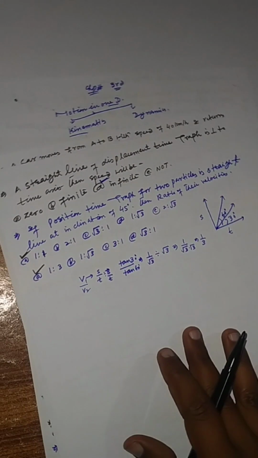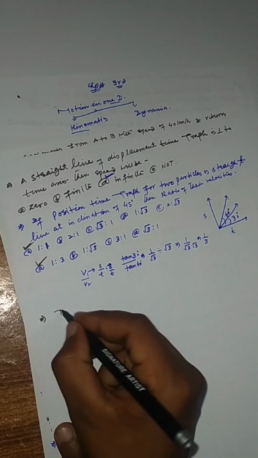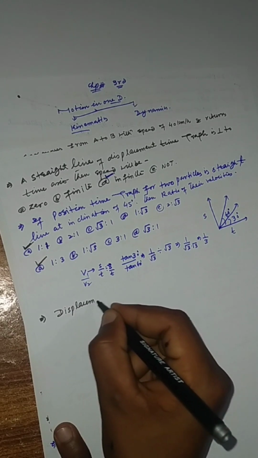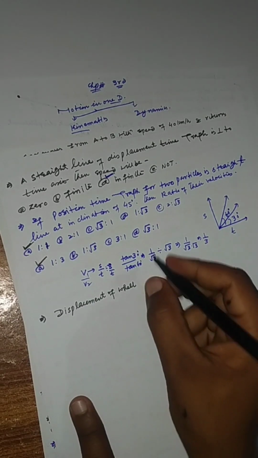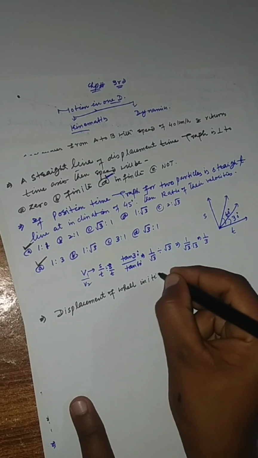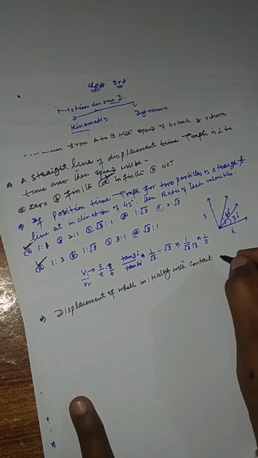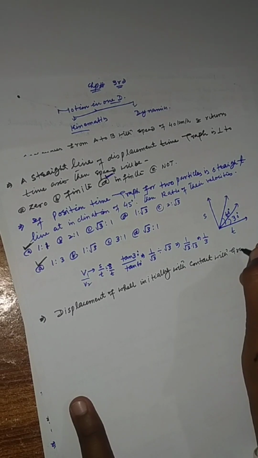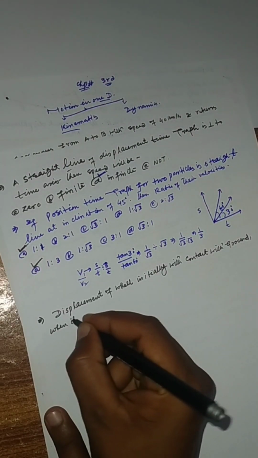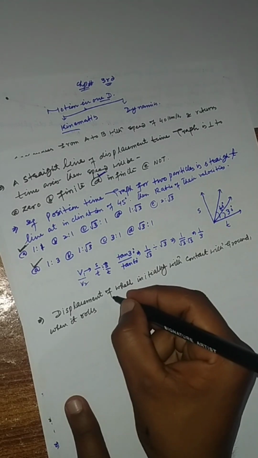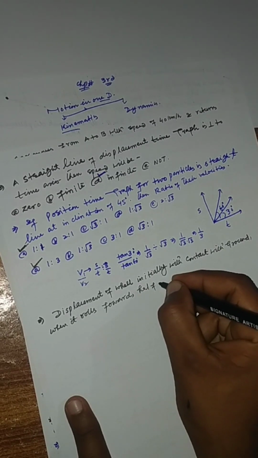If we are taking another question, what will be the displacement of a wheel initially in contact with the ground, when it rolls forward half of a revolution?